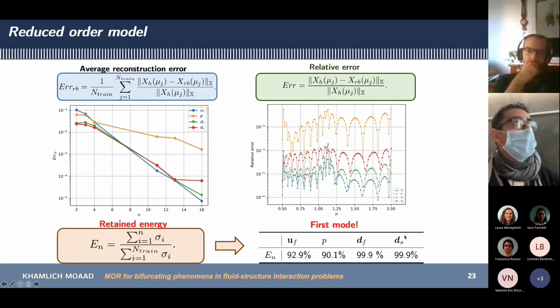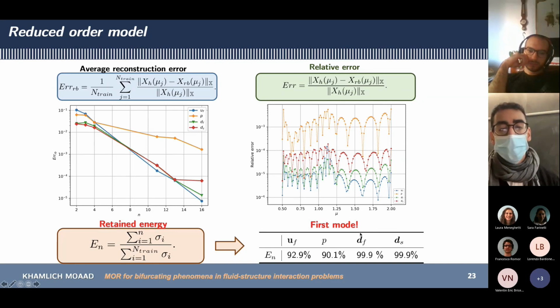And this can be justified in light of the fact that we are solving a linear elastic problem for the solid displacement, whereas for the fluid displacement, we are setting up a harmonic extension, which is also linear. And therefore, since these problems are less complex than the counterpart represented by the Navier-Stokes equation, we expect these fields to be reconstructed more effectively.